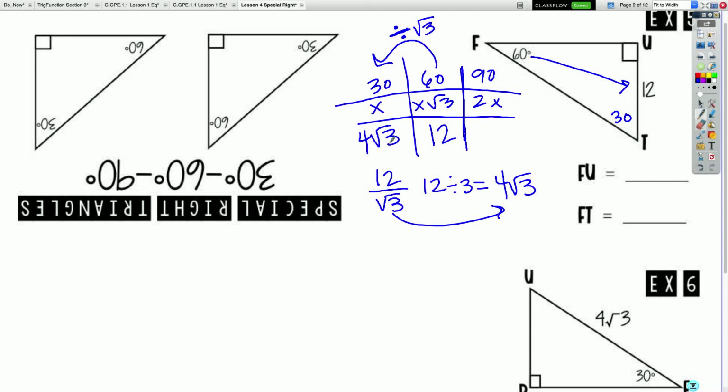And then now I'm doing 2 times my x value, so I'm just going to write that out. 2 times, what's my x value? 4 square root of 3. What are my only terms here that I can multiply? 2 and 4. There's the numbers on the outside, so that becomes 8 square root of 3. So I'll let you figure out which one goes with what side.